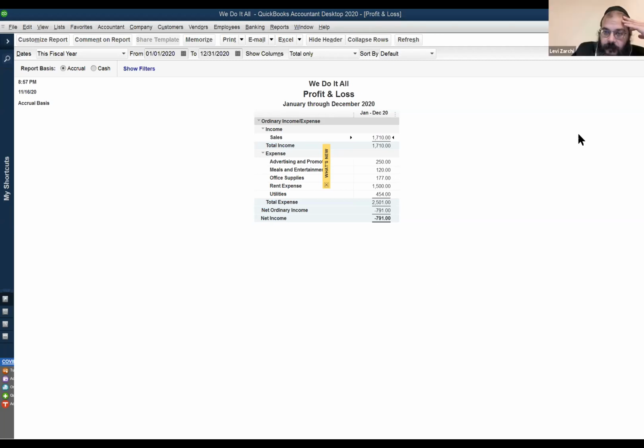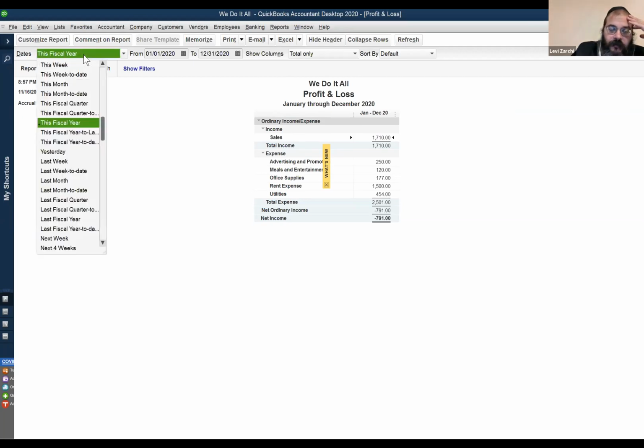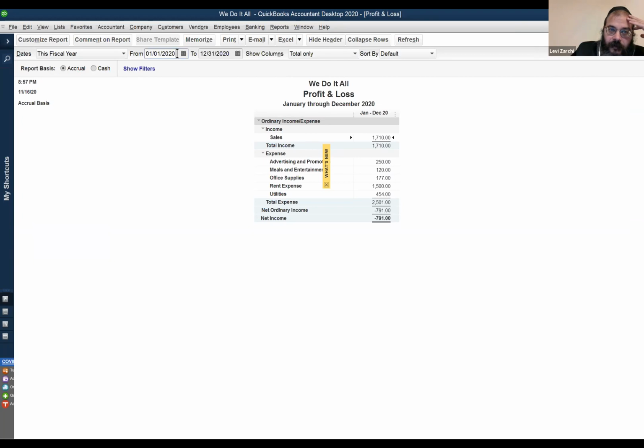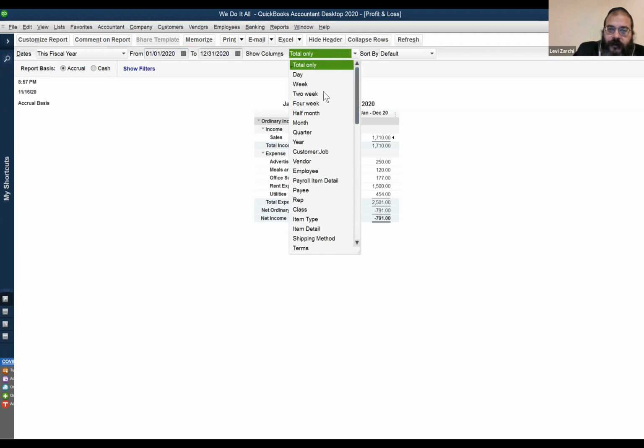So the profit and loss is the current year? Well, again, it's all how you create the report. This report says in the drop down, this fiscal year. You could make a 3-year report. You could say, give me from the beginning of 2017, or you could make a 10-year report, and you could sort it however you want, by weeks, by months, by years.